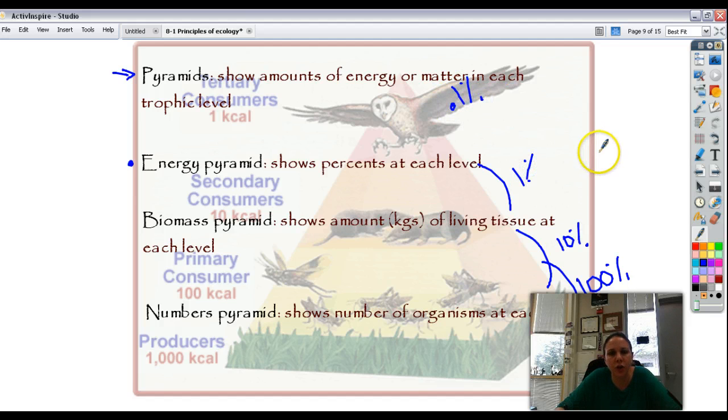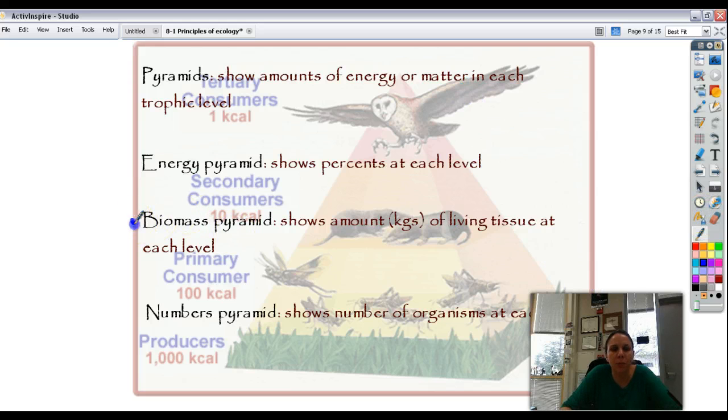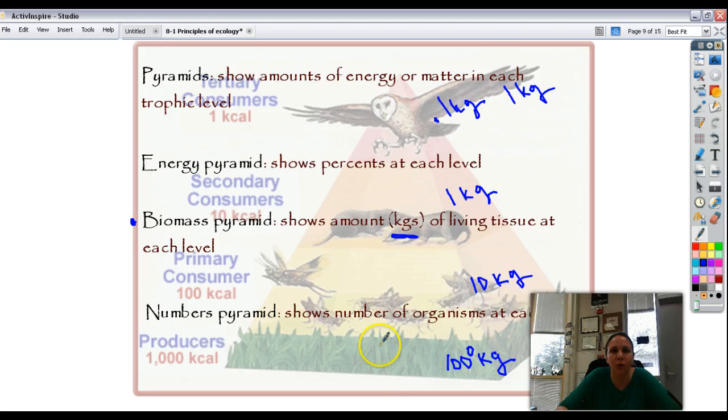So we call that an energy pyramid because we're using percents of energy to represent how much is available at each trophic level. We have a biomass pyramid, which just shows how many kilograms of stuff. So like, say I have 100 kilograms of grass, it will support 10 kilograms of grasshopper, will support 1 kilogram of mole, and will only support 1 kilogram of bird. We'll say the bird weighed 1 kilogram. Well, that means I need 1,000 kilograms of grass in order to support that bird.